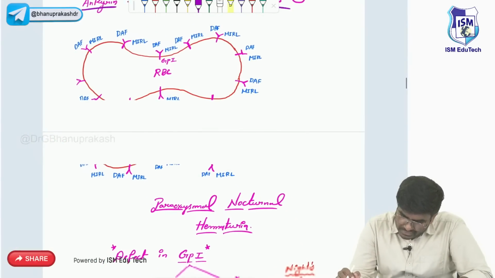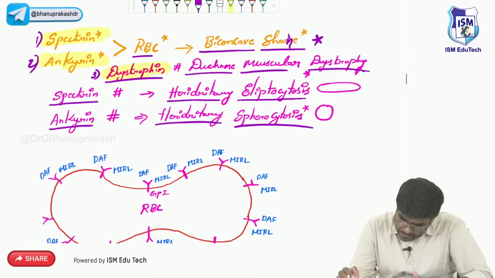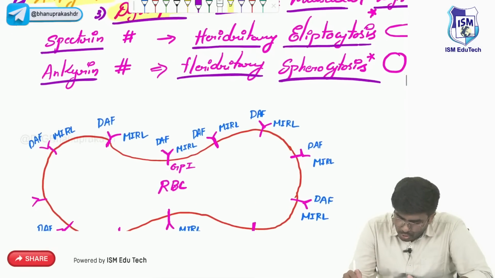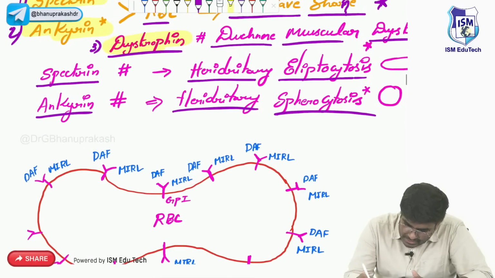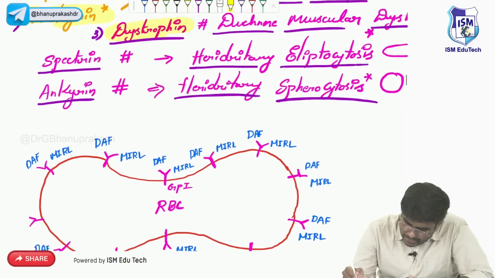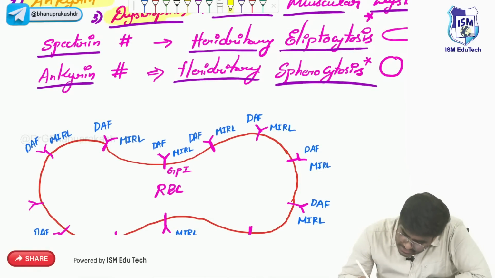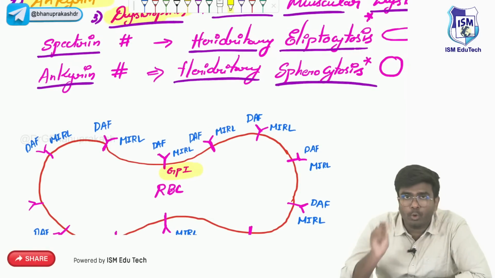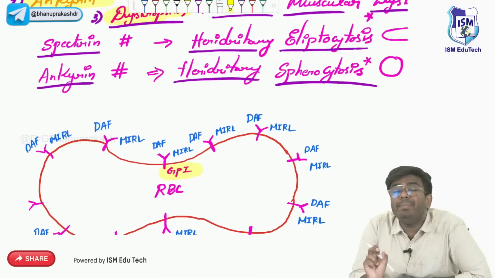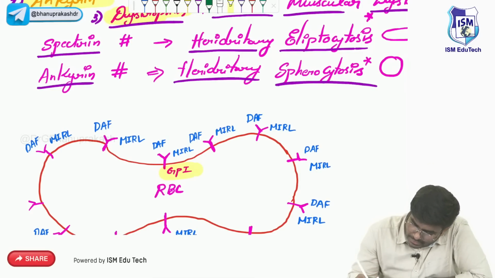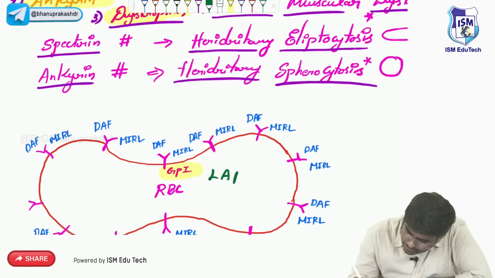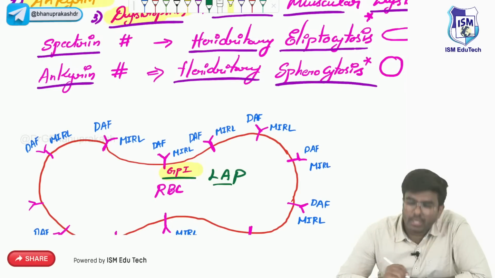Now after this, here I just want to ask you about a lipid anchored protein, which is called GPI. Very, very important, especially from the patho point of view. On your RBCs, there is a protein called GPI. It's an example of a lipid anchored protein.